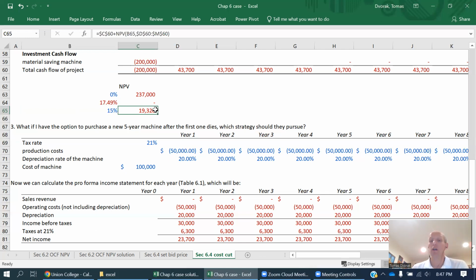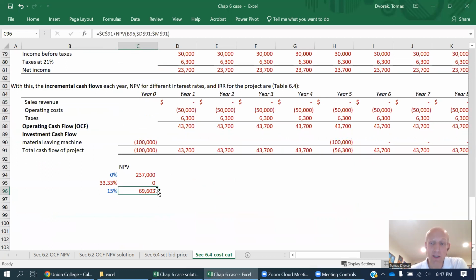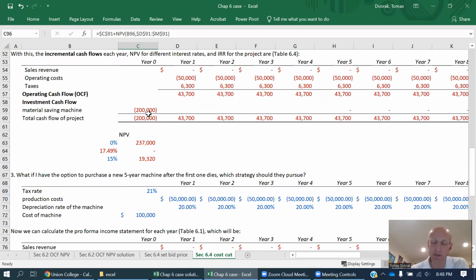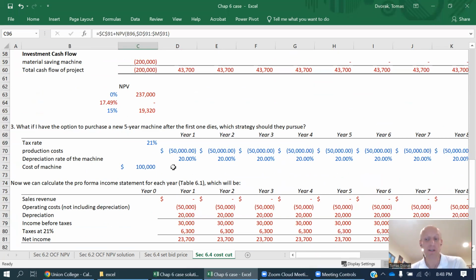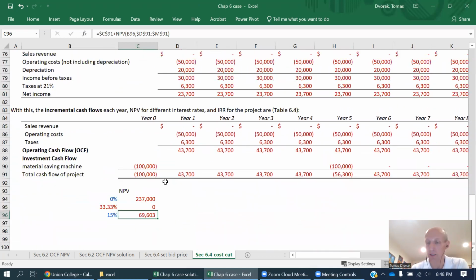However, if we have some time value of money, if we use a discount rate of say 15%, then the NPV of the 10-year machine is 19,000, whereas the NPV of 2 times 5-year machines is much higher. Intuition for this is that with the 10-year machine, we're paying 200K right up front, and the benefits of that will come very, very late. They come in over 10 years. With 2 times 5-year machine, we pay only 100K upfront. We capture the benefits, and then we pay 100K only 5 years later.